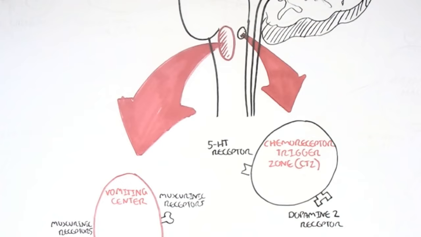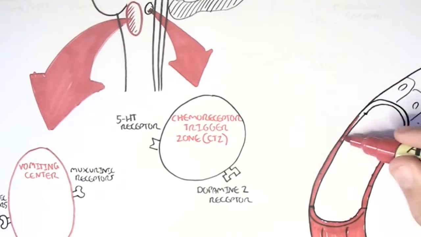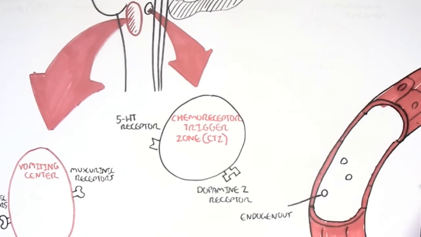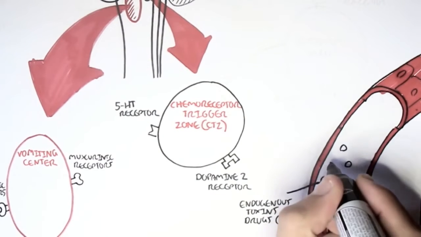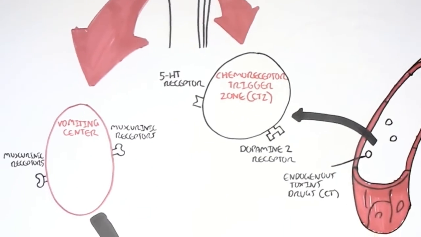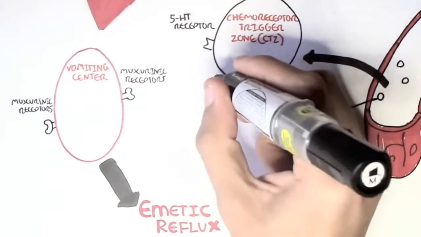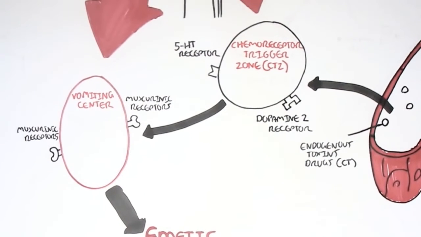And so the chemoreceptor trigger zone lies outside the blood-brain barrier and is thus more permeable to circulating substances, such as toxins from chemotherapy that are circulating around, or toxins from drugs, digitalis. So these toxins that are circulating around can conveniently activate the receptors of the chemoreceptor trigger zone. Activation of the chemoreceptor trigger zone will then stimulate the vomiting center, which will then activate the emetic reflex, the physical act of vomiting. So essentially, the chemoreceptor trigger zone is what's stimulated by circulating toxins, and this will cause us to vomit.